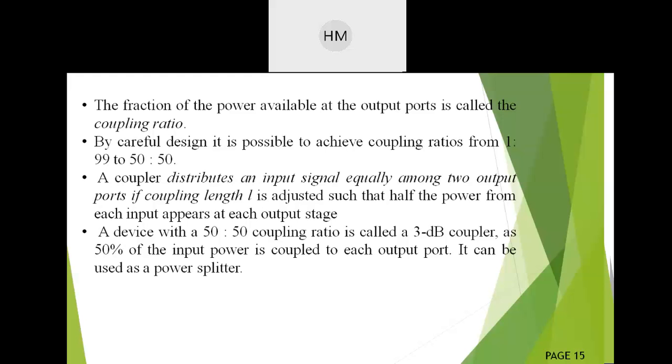ठीक है, इट कैन बी यूज एज अ पावर स्प्लिटर क्योंकि इनपुट पावर 100% है. व्हाट वी आर डूइंग, out of that input power, we are shifting 50% of input power to each output port. So it can be used as a power splitter.